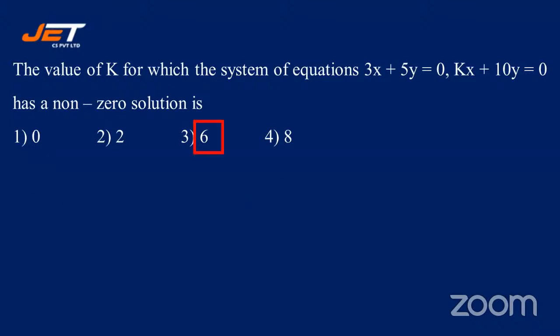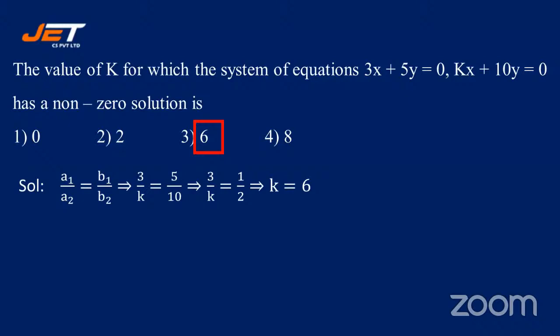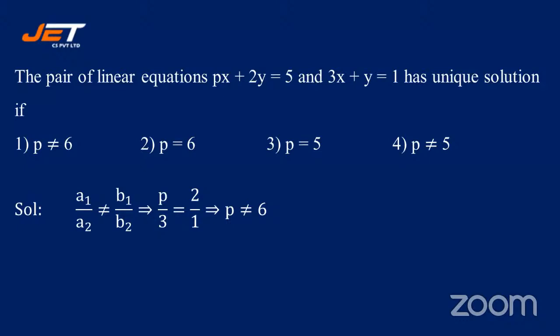All right, let's see. It is 6. Quickly look at the key. A1 by A2 is equal to B1 by B2, which is nothing but 3 by k is equal to 5 by 10. What is 5 by 10? The coefficient of y. 5 by 10. So cross multiply, we get the value of k as 6. All right, excellent. With this, we are moving on to the next question.